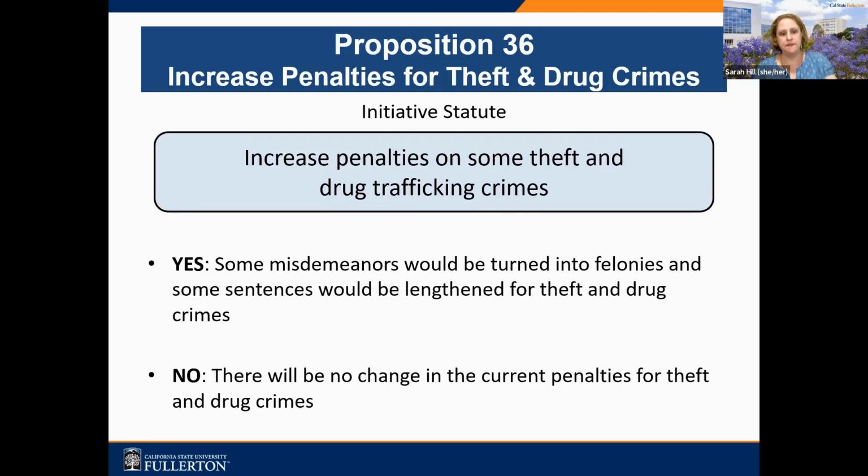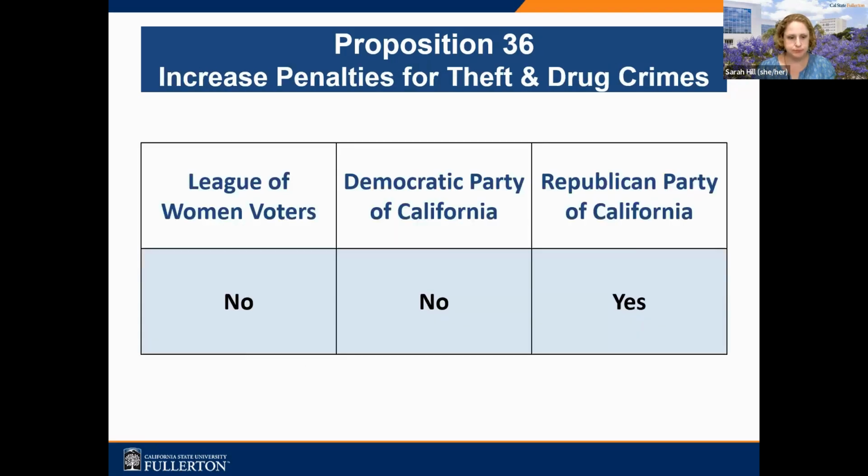So if you vote yes, some misdemeanors would be turned into felonies and some sentences would be lengthened for theft and drug crimes. So it's somewhat, not completely, but somewhat undoing Proposition 47. If you vote no, there's no change. The current penalties for theft and drug crimes stay in place. The League of Women Voters and the Democratic Party of California encourage a no vote. The Republican Party of California encourages a yes vote.